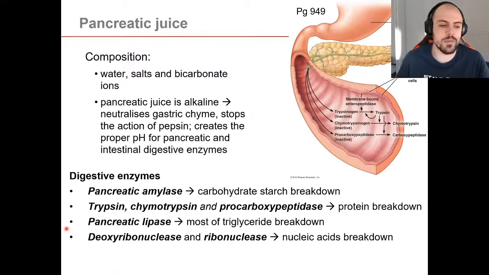And the last one, which I did say to you guys is the lowest in terms of priority here, but deoxyribonuclease and ribonuclease, okay, these are just for our nucleic acids, so DNA and RNA.